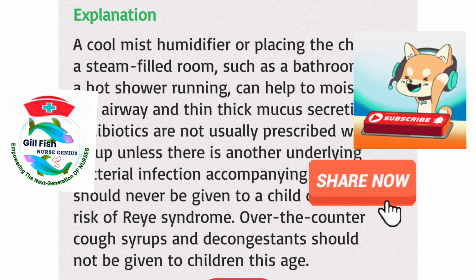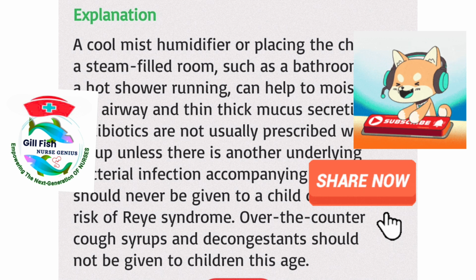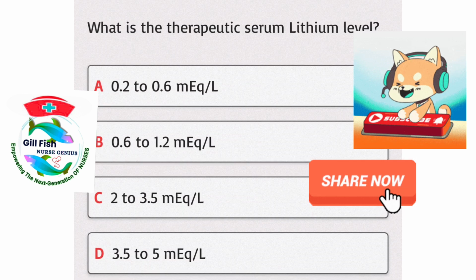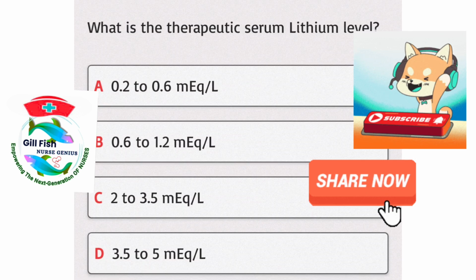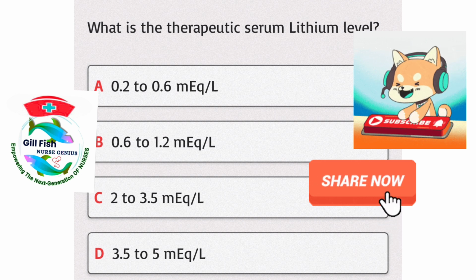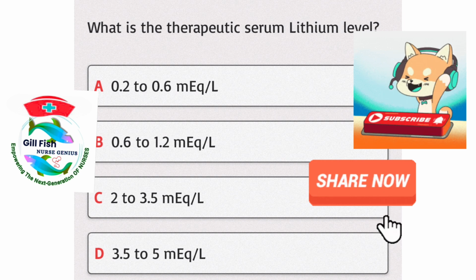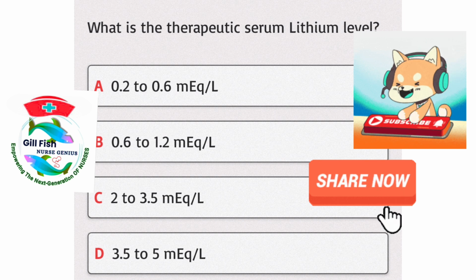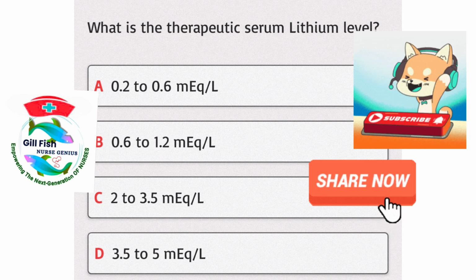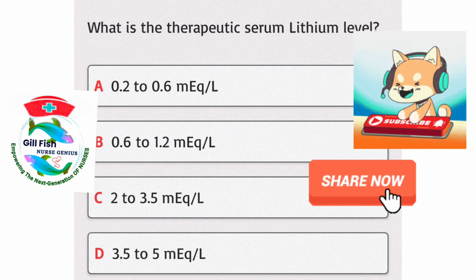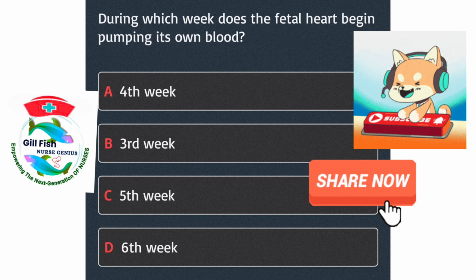What is the therapeutic serum lithium level? They will ask this question in pediatrics, and at the same time they will ask it in psychiatric. So option A, 0.2 to 0.6 milliequivalent per liter. Option B, 0.6 to 1.2 milliequivalent per liter. Option C, 2 to 3.5 milliequivalent per liter. Option D, 3.5 to 5 milliequivalent per liter. So what is the correct answer here? The correct answer is option B, 0.6 to 1.2 milliequivalent per liter. Move on to the next question.